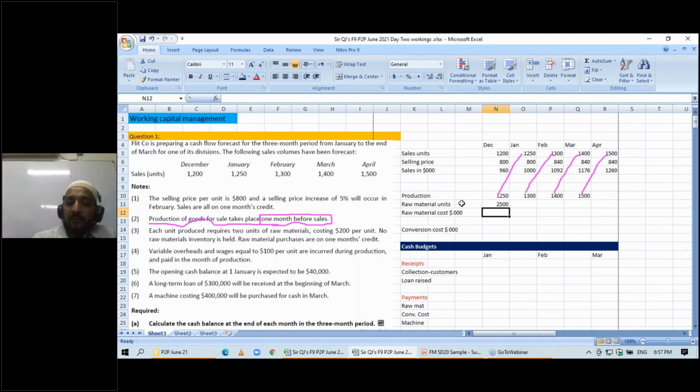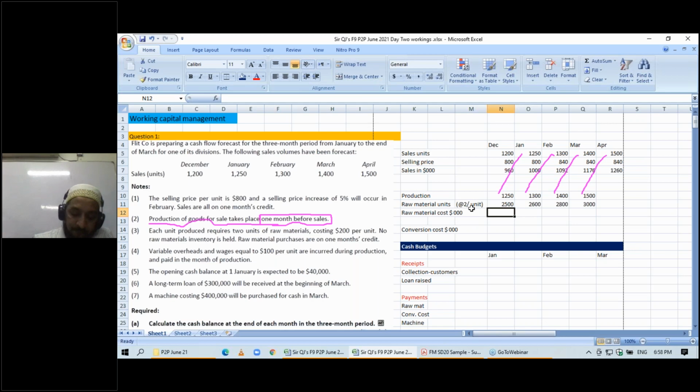So this gives me 2500 units of material will be required, at 2 per unit. Then 1300 into 2 gives me 2600. Then 1400 into 2 gives me 2800. And then 1500 into 2 gives me 3000. After that, raw material cost. So students, the raw material cost of material is $200. So now multiply 2500 with 200.